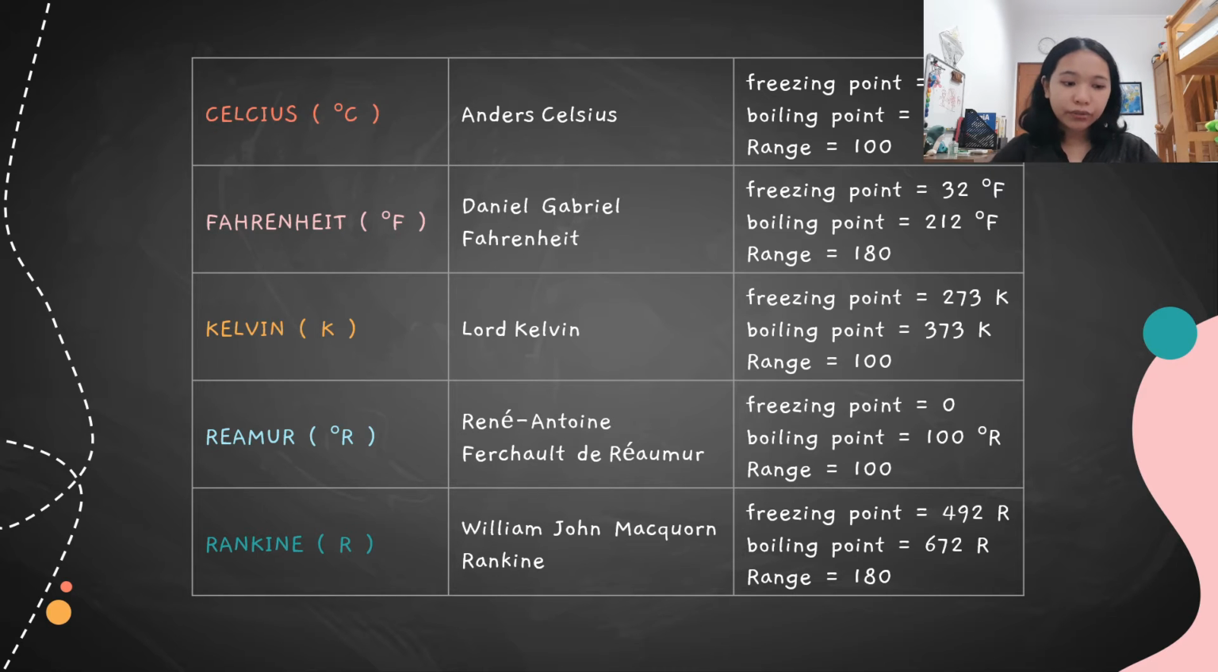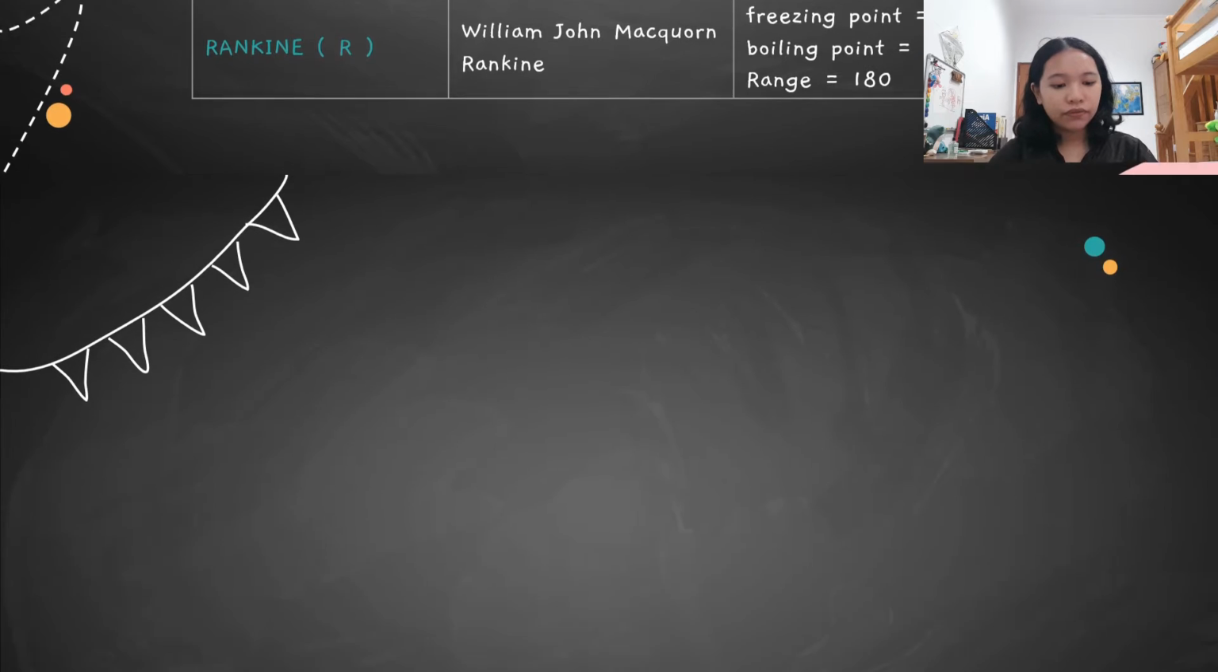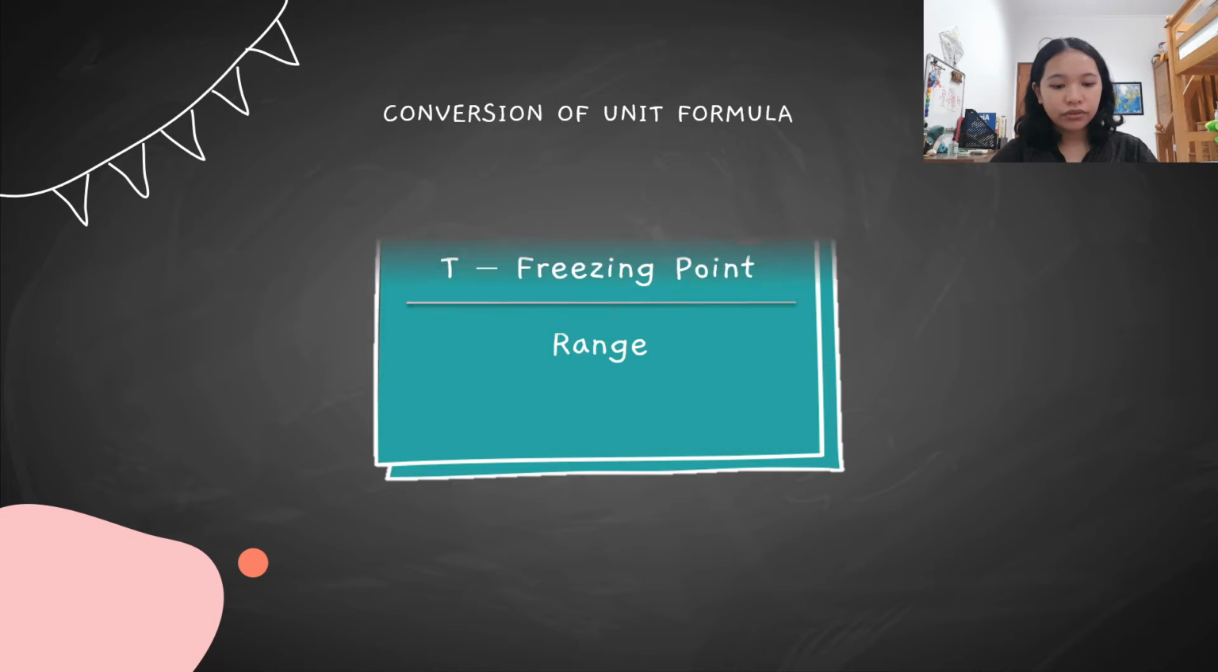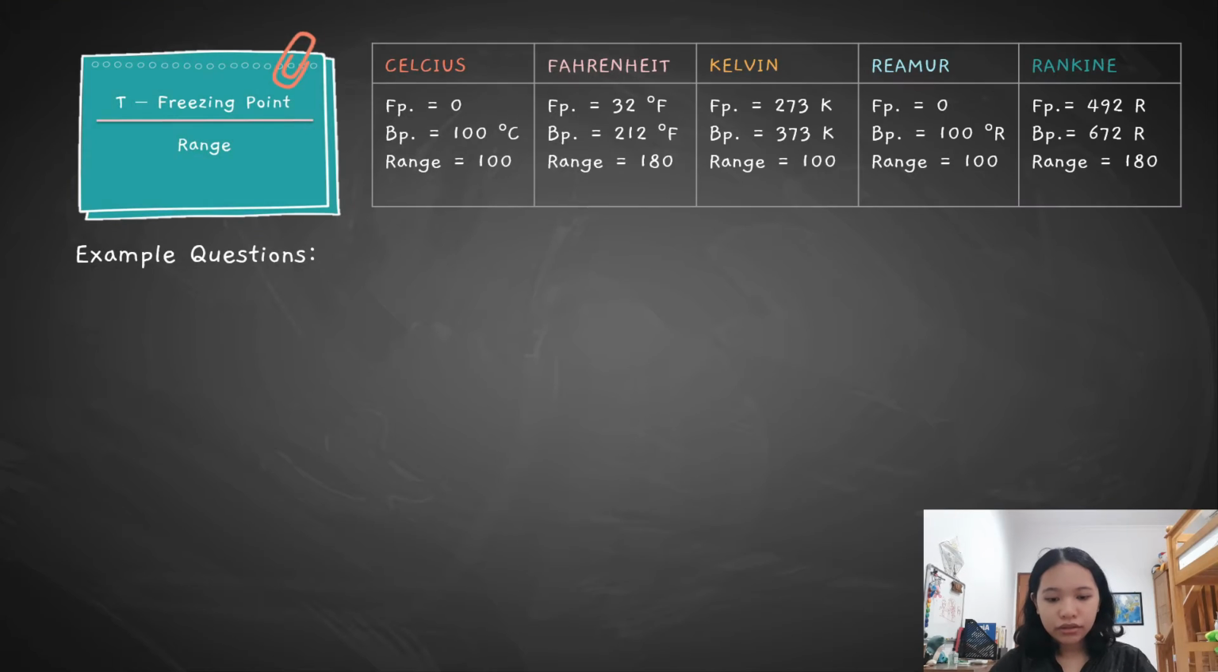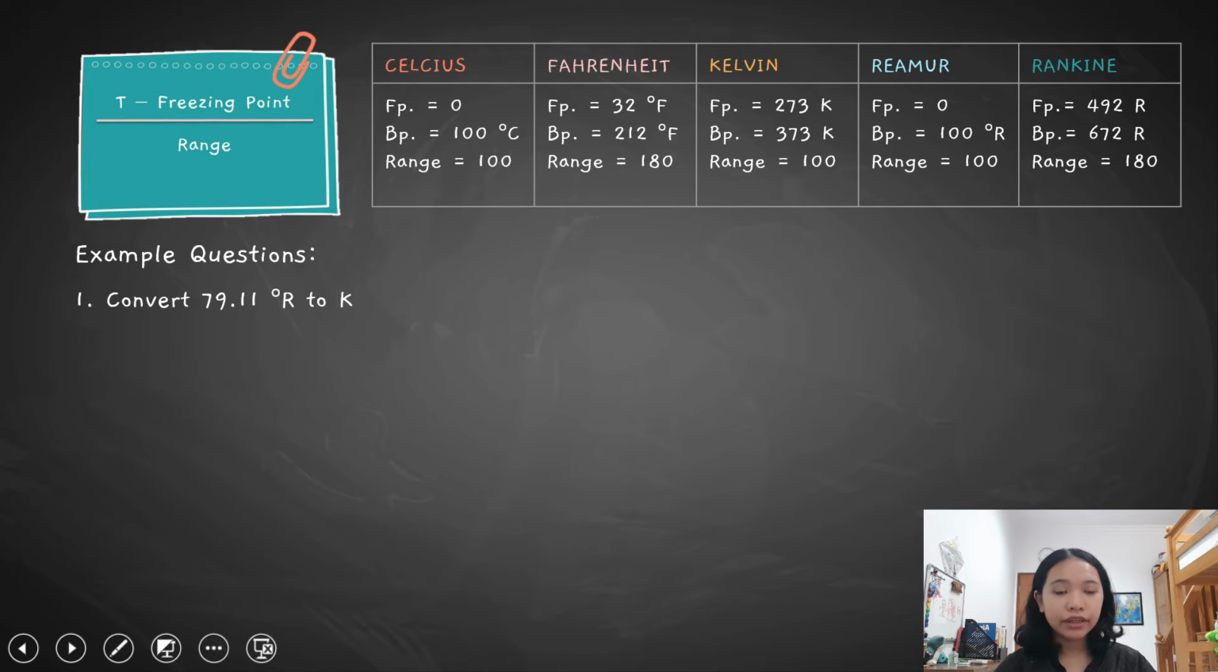So these are all the units that we're going to be using as a measure of how cold or hot something is. We can convert the units to each other by using the formula of conversion. This is the formula: T, or temperature, minus the freezing point, over the range. Okay, so we're just going to head into our first example so we can understand how to use the formula. For the first example question, class, you can pause the video so you can do it by yourself, and play it again when you already have the answer.